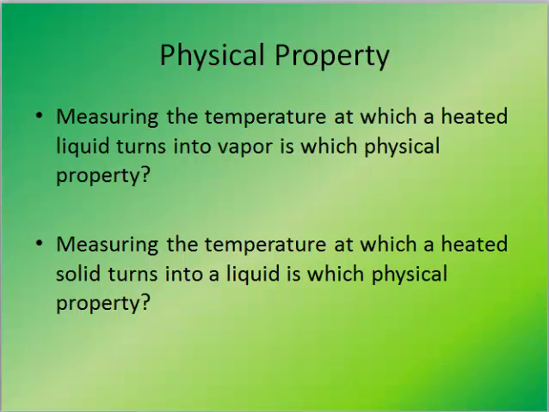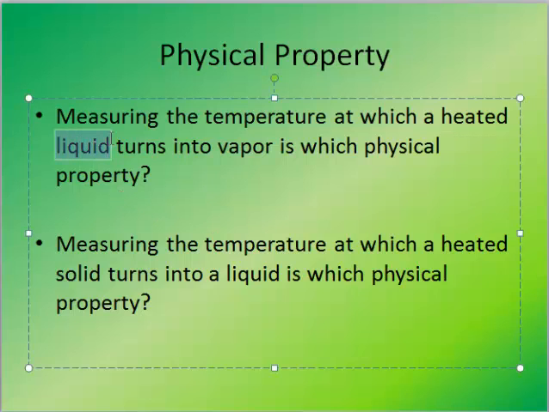Okay, so physical property. We have two questions. The top one, measuring the temperature at which a heated liquid turns into vapor is which physical property? And the second one here is measuring the temperature at which a heated solid turns into a liquid is which physical property? So here there's a couple things. Let's work on the top one first. So here we know we're going from a liquid to a vapor. So liquid to gas. So what point does liquid turn into vapor?